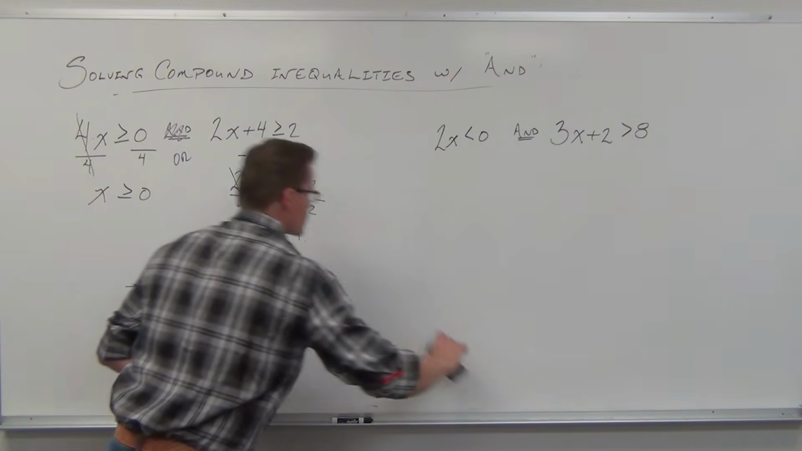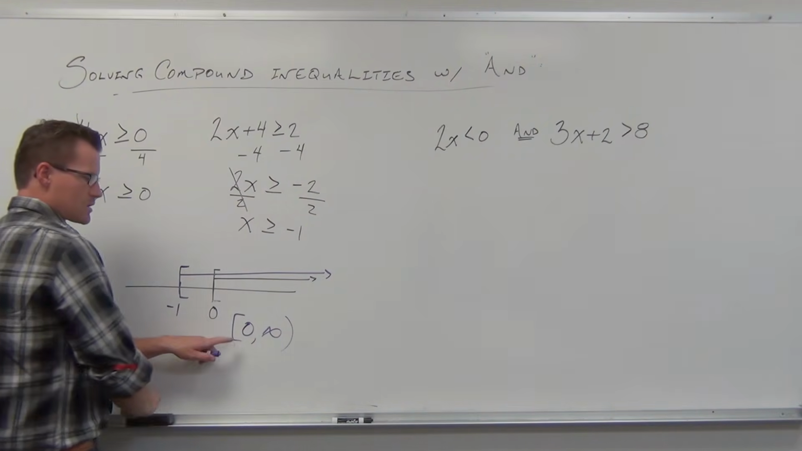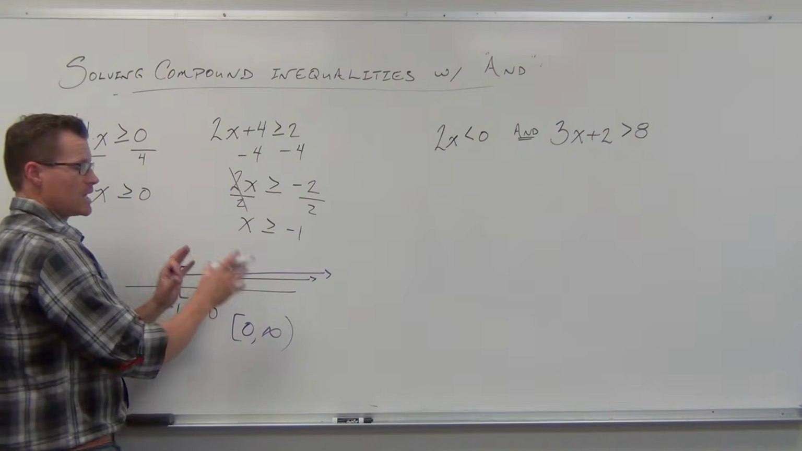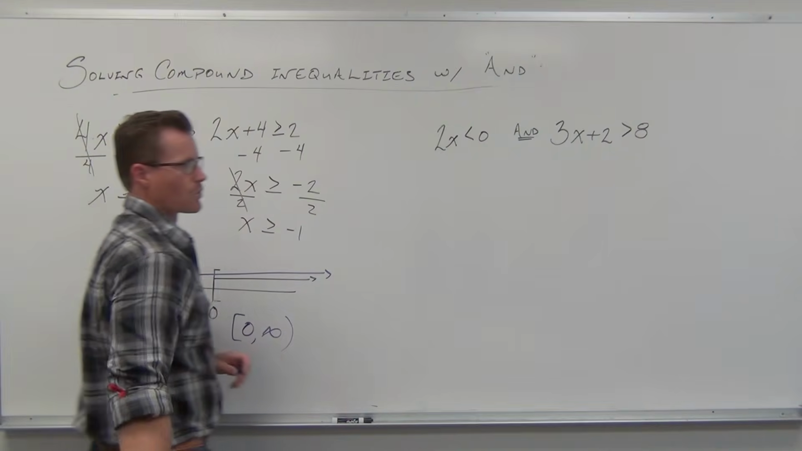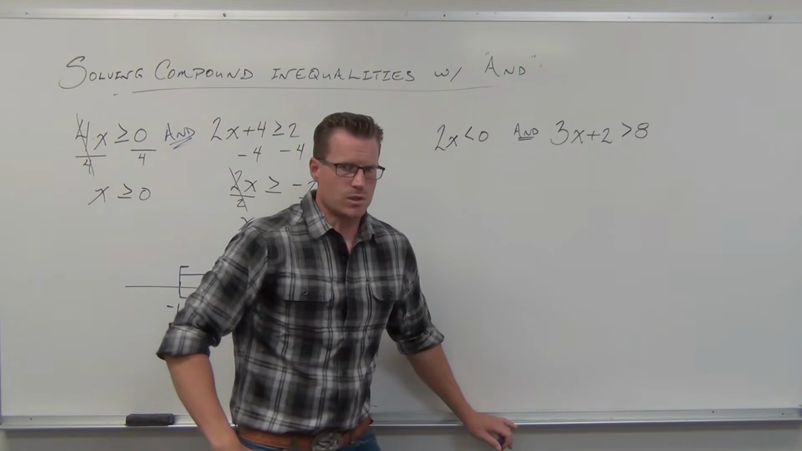Let me change this back so we don't get all confused. This solution set right here is just for and. It's double shaded. These are the only numbers that work in both inequalities. Therefore, they are the solution set for the word and. The next one, the last one.